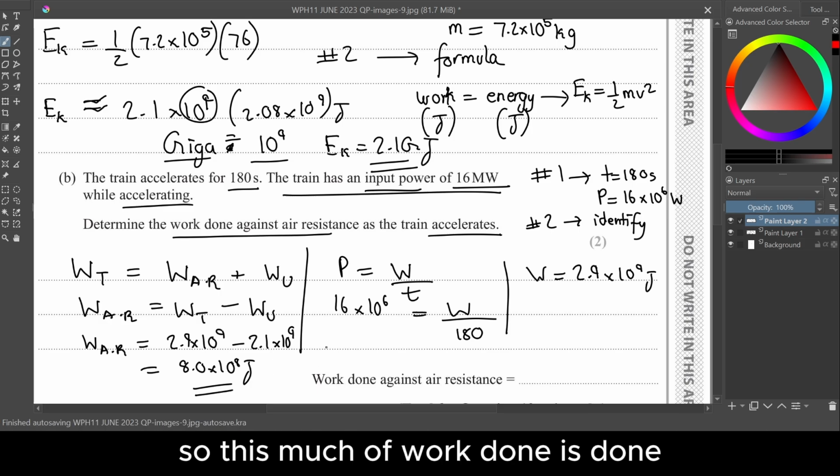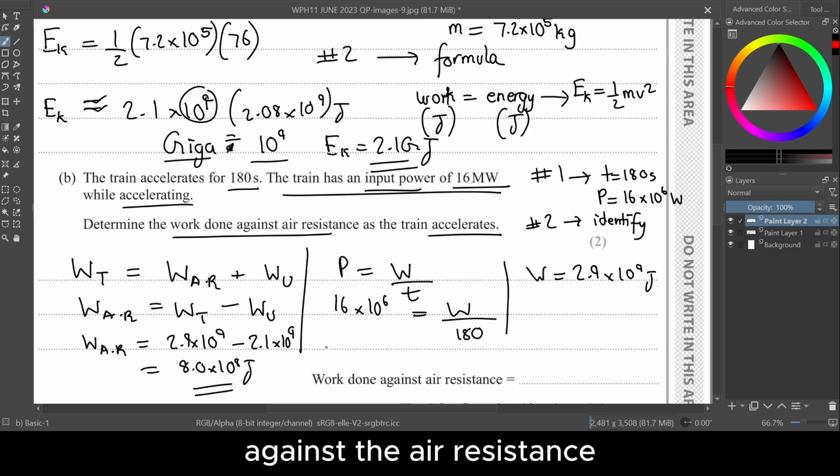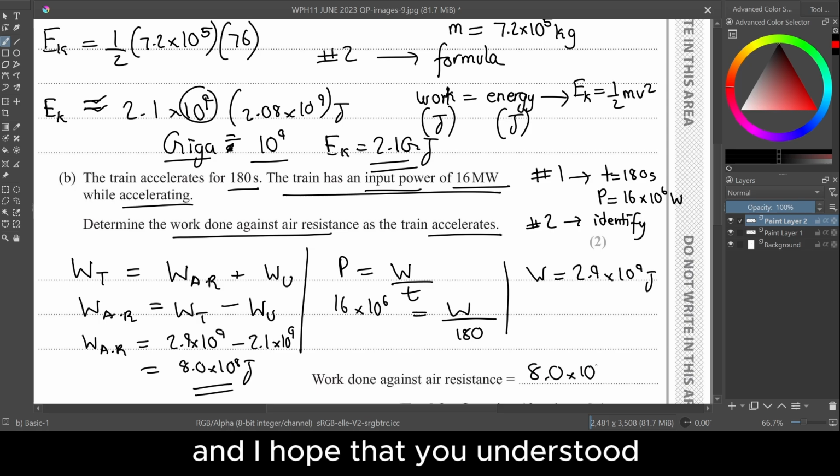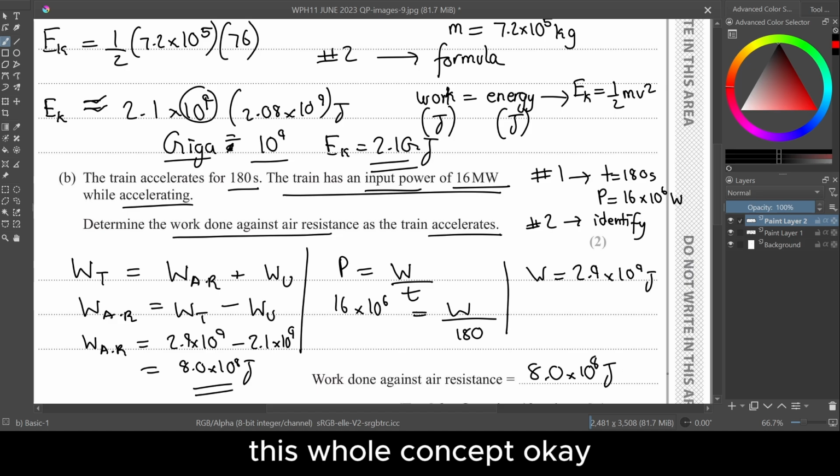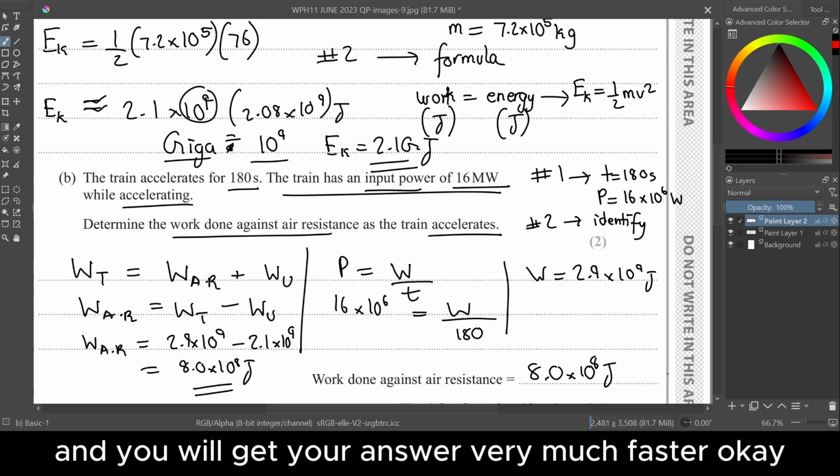So this much work is done against the air resistance. So just write it here. And I hope that you understood this whole concept. Do it in a strategic way, step by step, and you will get your answer much faster.